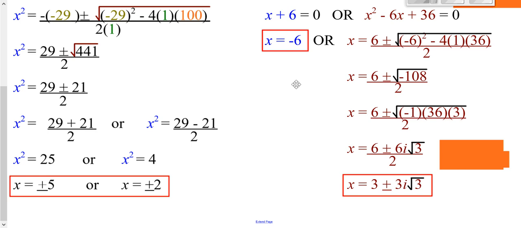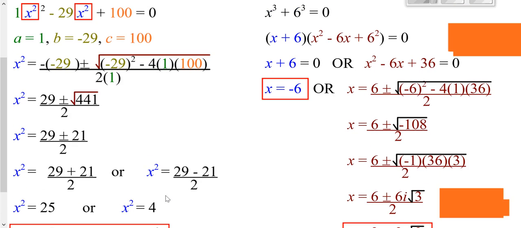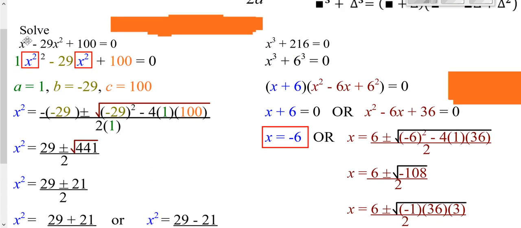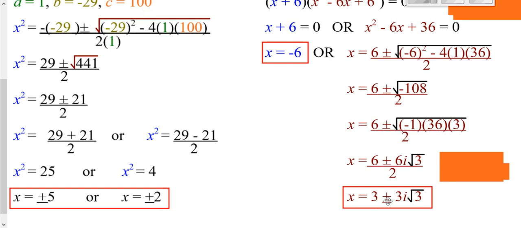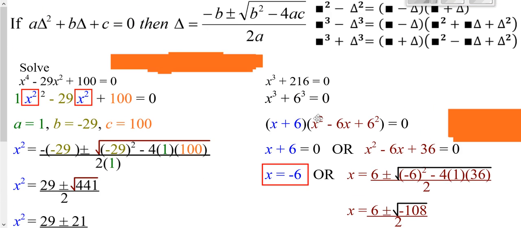Now notice over here we had 2 answers here, 2 answers here, a total of 4 answers. And you notice your highest exponent was 4. Here we had 1 answer here, 2 more answers here, a total of 3 answers, and you notice your highest exponent is 3. Your highest exponent will tell you how many answers you should get, unless they're fractional exponents. If they're whole number exponents like this, your highest exponent tells you how many answers you should get.